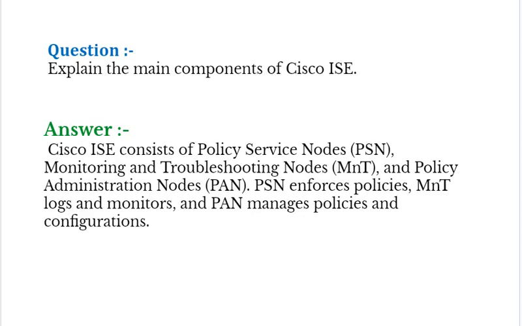Our next interview question is: explain the main components of Cisco ISE. Your answer should be: Cisco ISE consists of Policy Service Nodes (PSN), Monitoring and Troubleshooting nodes (MNT), and Policy Administration Nodes (PAN). PSN enforces policies, MNT logs and monitors, and PAN manages policies and configurations.